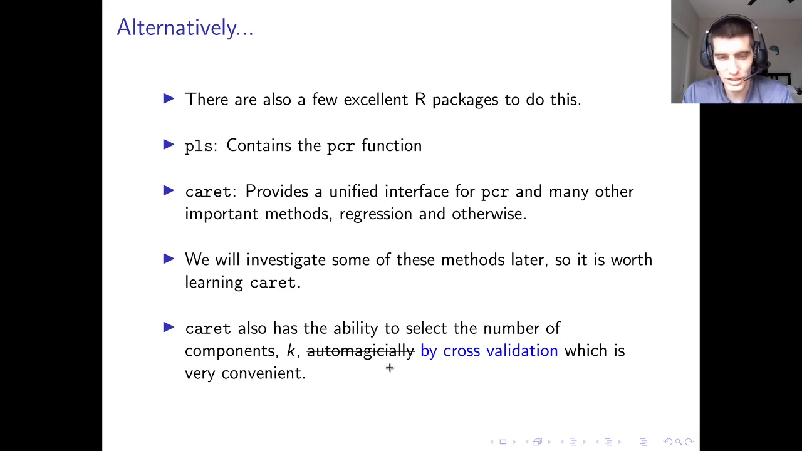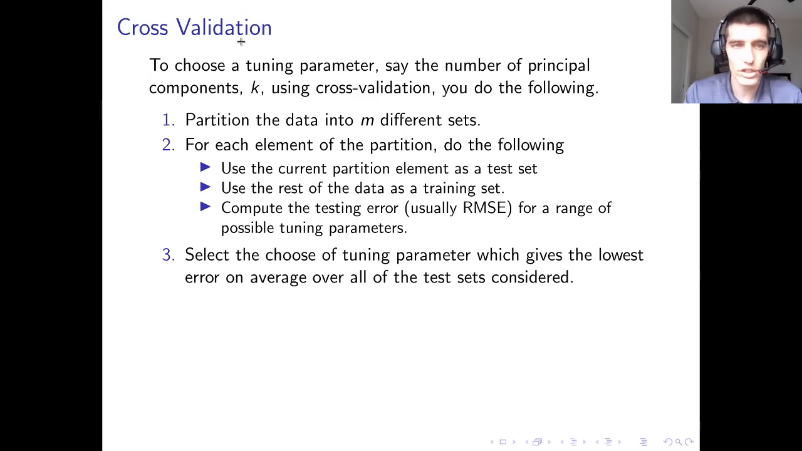What it does is called cross-validation. Cross-validation is how it will select the best number of components K to keep. So cross-validation is the following idea. We're going to choose a tuning parameter. A tuning parameter is just something that we have to pick to build our model. That is, how many principal components do you want to keep.